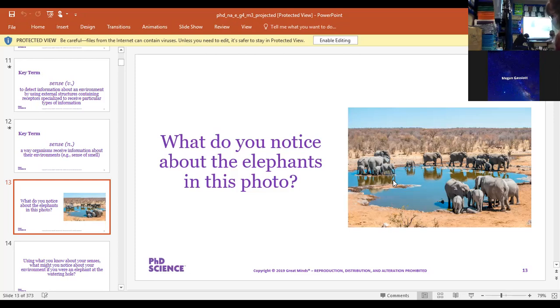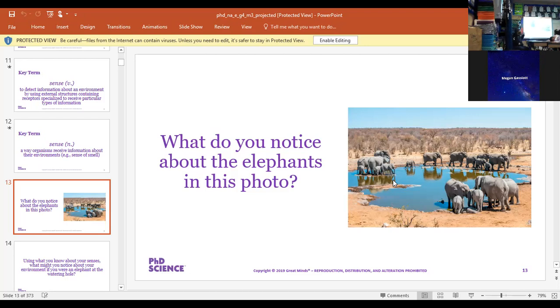Looking at the picture, what do you notice about the elephants in the photo? Megan's going to go first. Megan, your turn first, my dear. I noticed that they're in groups. They are in groups. That's the first thing I noticed too. The elephants are in little groups.